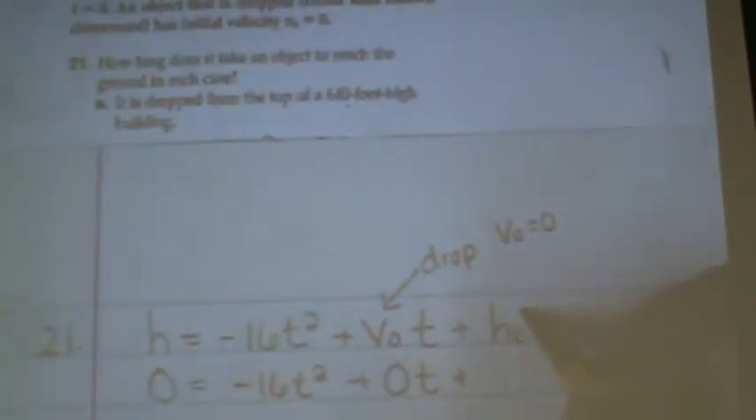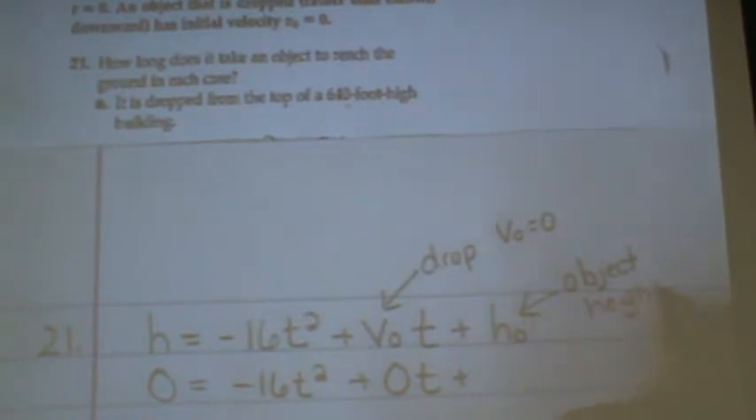t is the time you're trying to find. h is the height where you want it to reach. In this case, it says when will it reach the ground? So that's going to be 0. So negative 16t squared. Since you're dropping it, v sub o is going to be 0, so it's 0t. And this is the object's height.